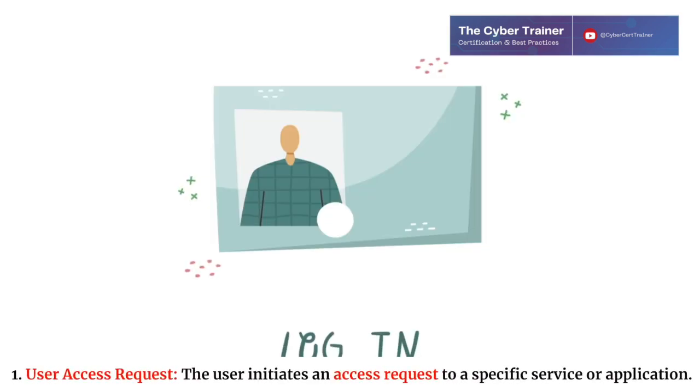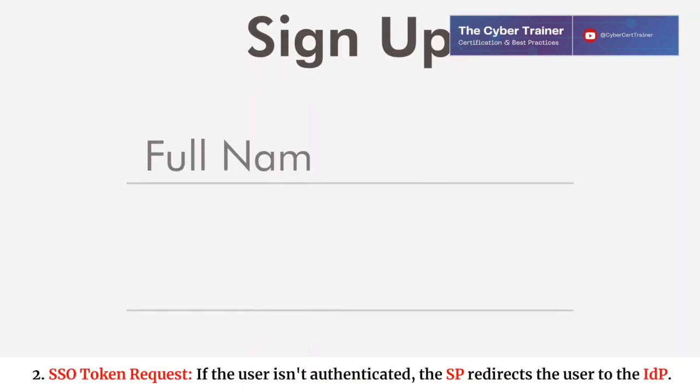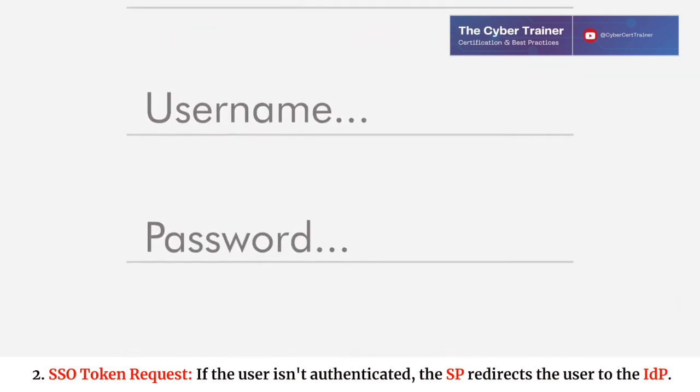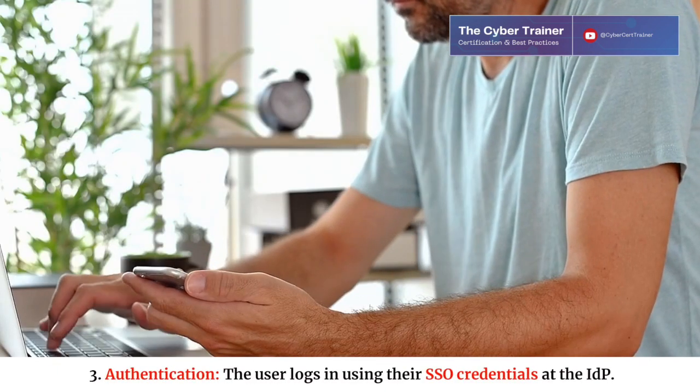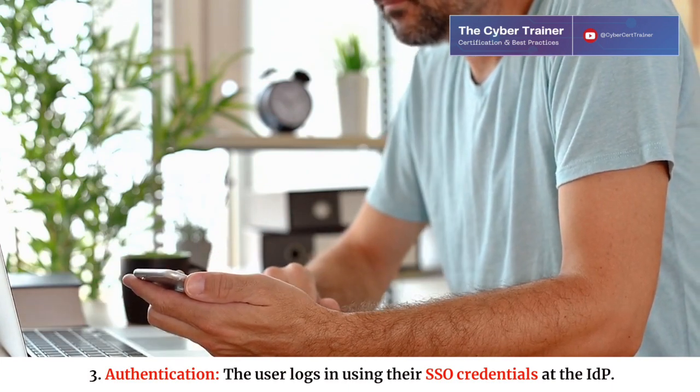1. User access request. The user initiates an access request to a specific service or application. 2. SSO token request. If the user isn't authenticated, the SP redirects the user to the IDP. 3. Authentication. The user logs in using their SSO credentials at the IDP.